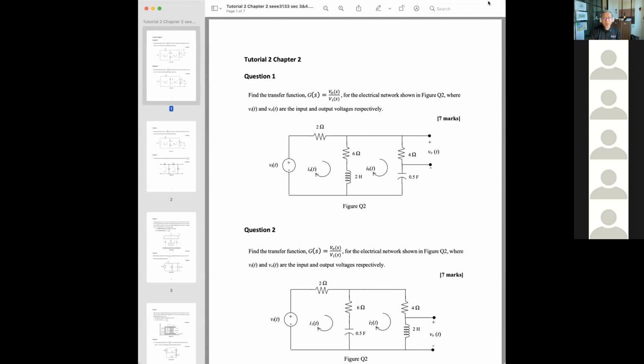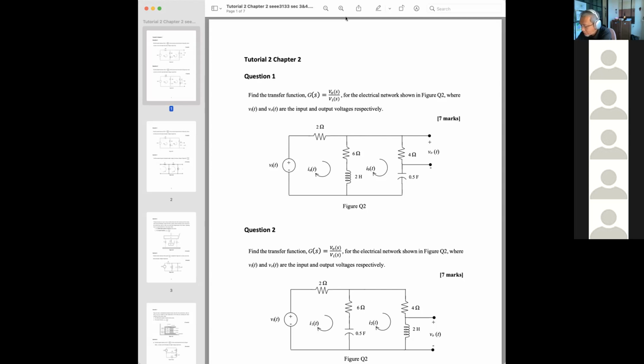Bakesh, can you read question 1, please? Yes, doctor. Question 1: Find the transfer function G(s) equal to V naught(s) over Vi(s) for the electrical network shown in figure question 2, where vi(t) and v naught(t) are the input and output voltages respectively. So what is the input? The input is vi(t).